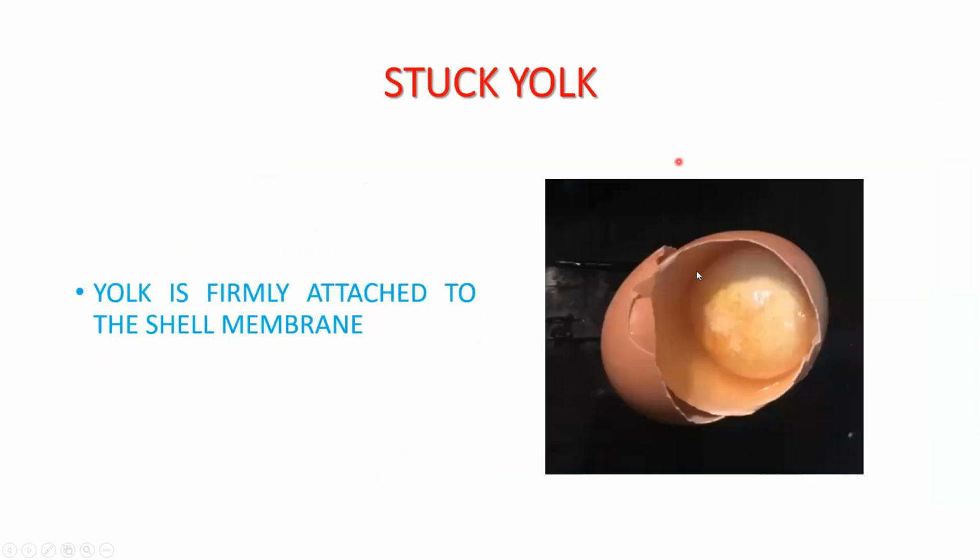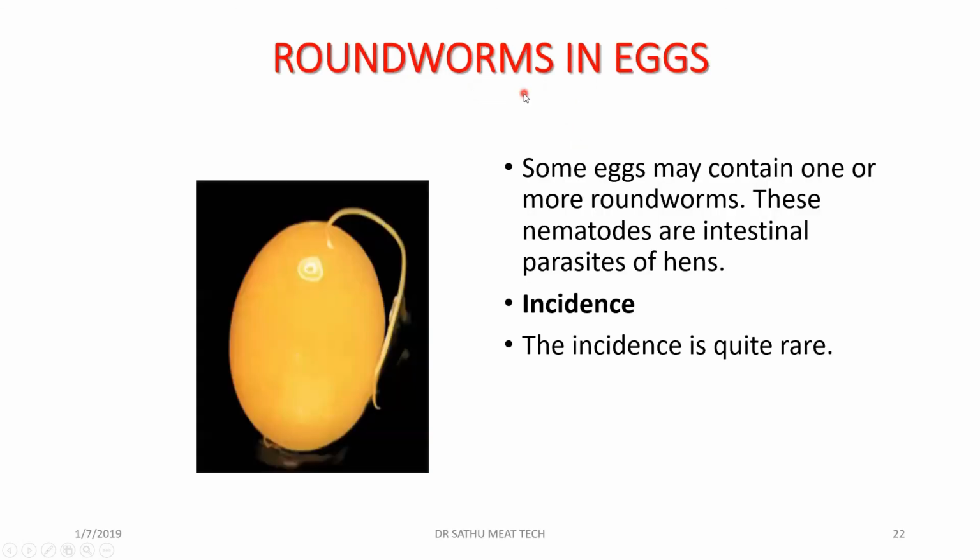Stuck yolk, this is where the yolk is firmly attached to the shell membrane, because this is mainly seen in the last stage of the spoilage, where all the moisture will be lost, albumen becomes very thin, and the yolk will finally stick to the shell membranes. Okay, the yolk will stick to the shell membrane. They are called a stuck yolk.